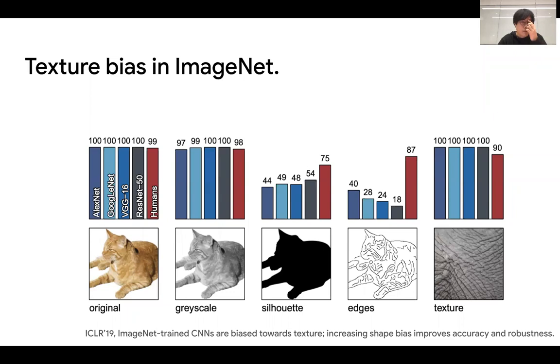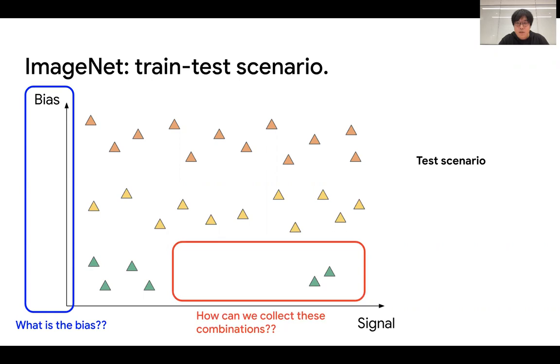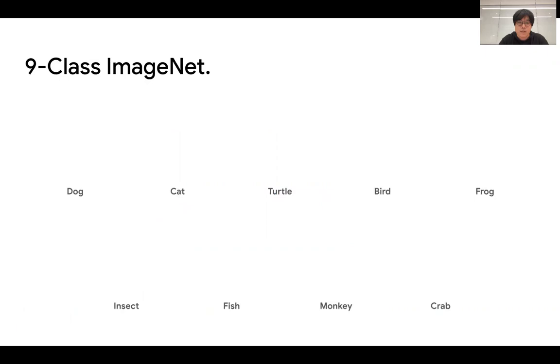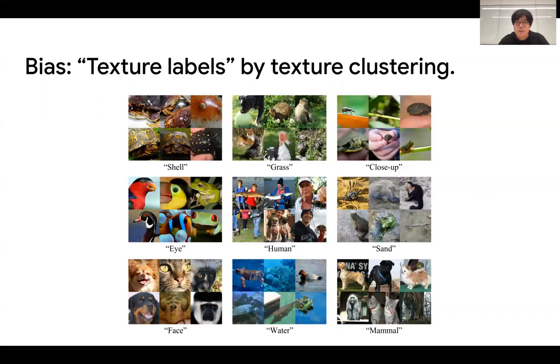The first one is texture bias in ImageNet. The problem with ImageNet is, first, there is no specific bias label, of course. And the other is there is no way to collect this kind of unusual combination. So first of all, we subsample the classes of ImageNet to 9 classes. And then we perform texture clustering to get the texture labels. Here we run k-means clustering with k equal to 9 on the VGG features, which are popular for stylization or texturization. They use these features because they are known to capture textures well.